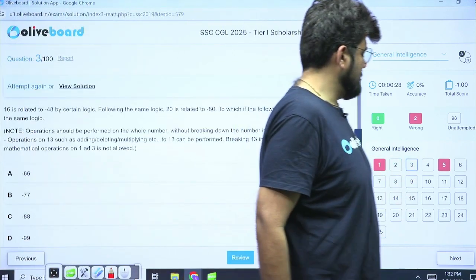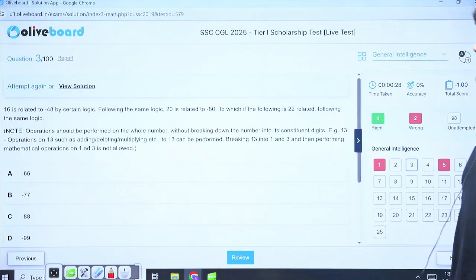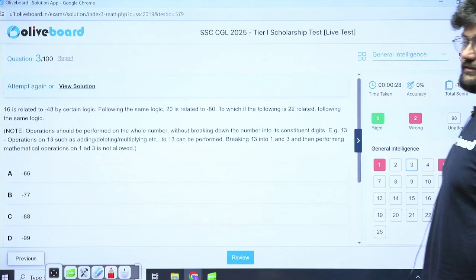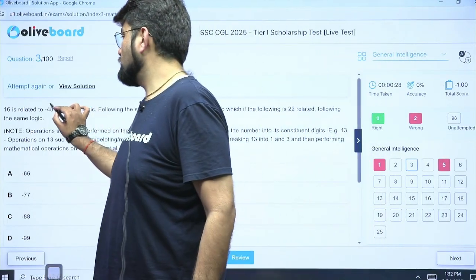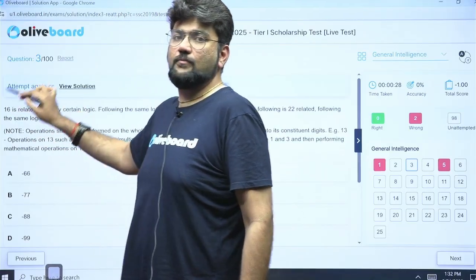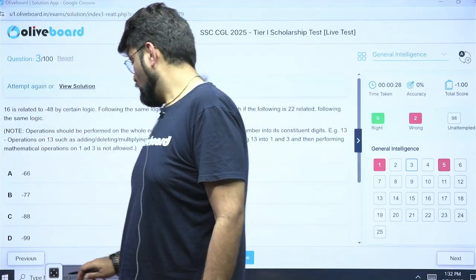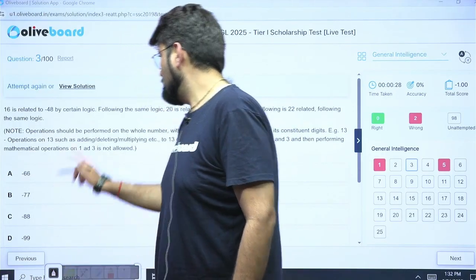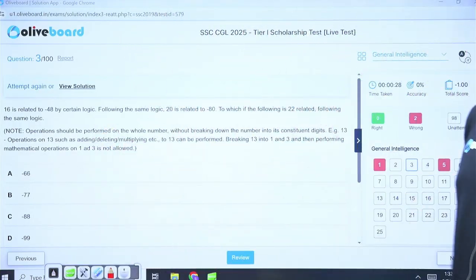Question number 3. 16 is related to minus 48. This is not 48, this is minus 48. A lot of you will get trapped here thinking that 16 into 3 is 48, so 16 into minus 3 will be minus 48. If you go by that method, you will get trapped in the next logic. So read it carefully. You can pause the question here and solve it for a while.